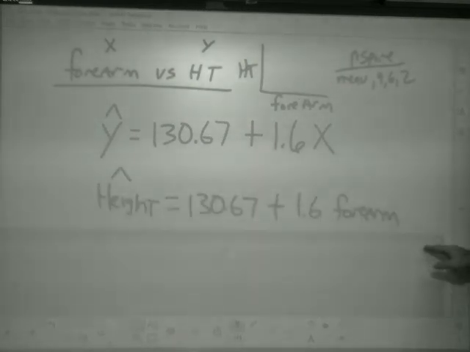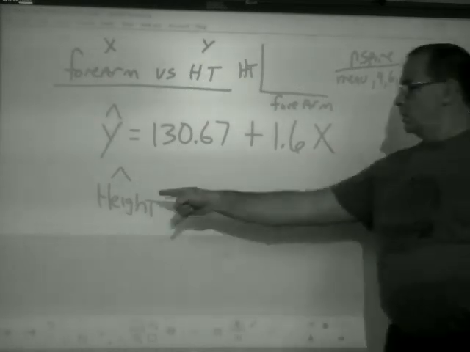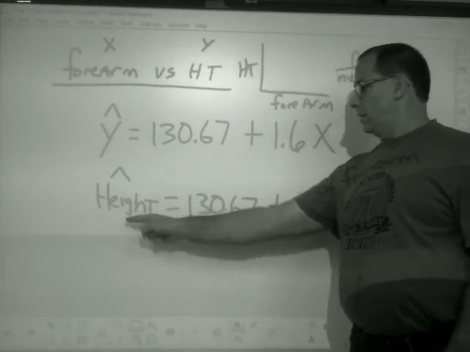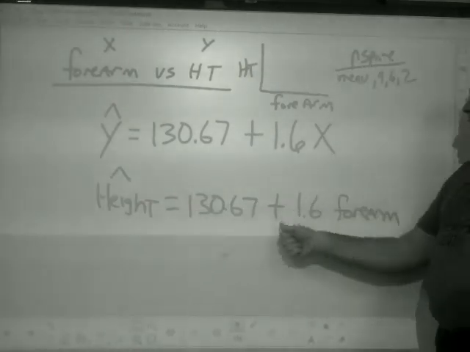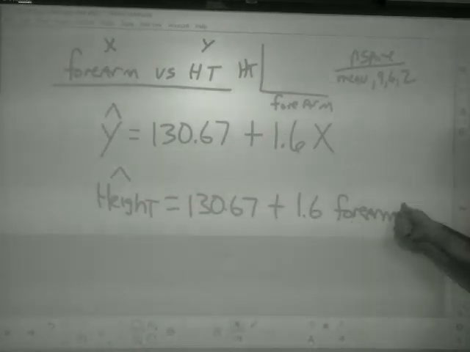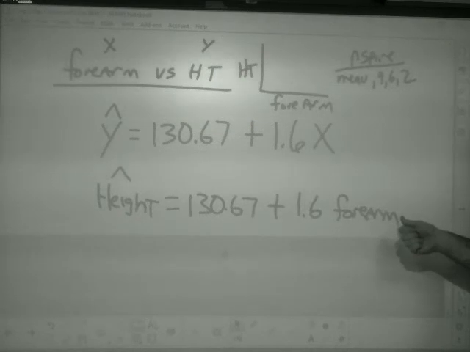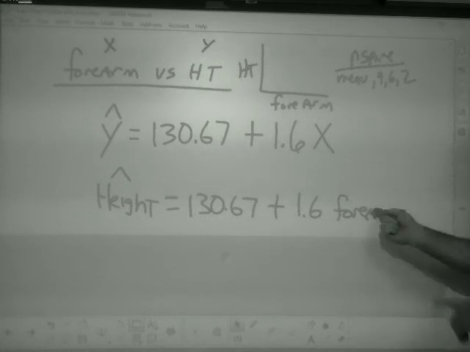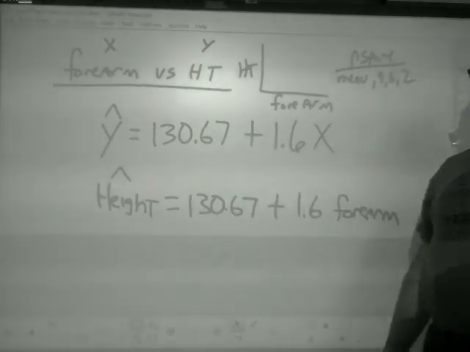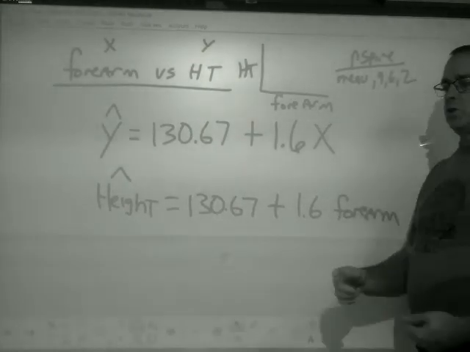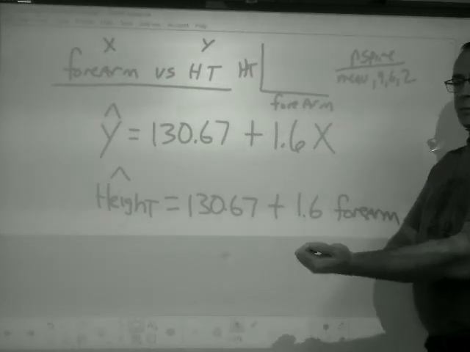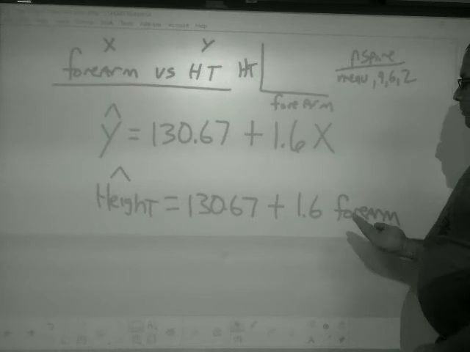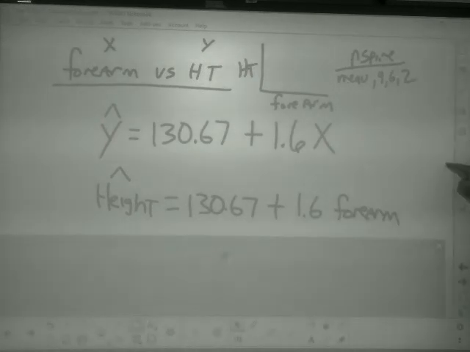So, I can write this in words. Height hat, which is my predicted height, is 130.67 plus 1.6 times whatever my forearm length is. So if I put in a measurement for my forearm, I can make a prediction for how tall that person is. So if someone walks in the door, I say, let me measure your forearm, boom, you're going to be this tall, and I can make a prediction about how tall they are.